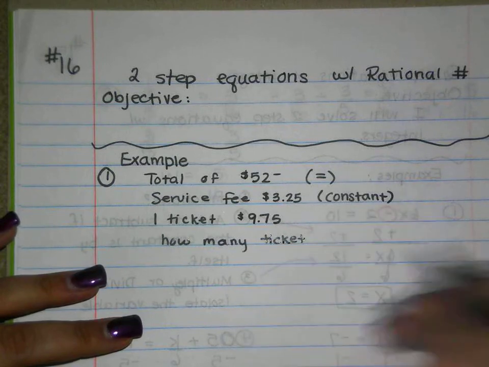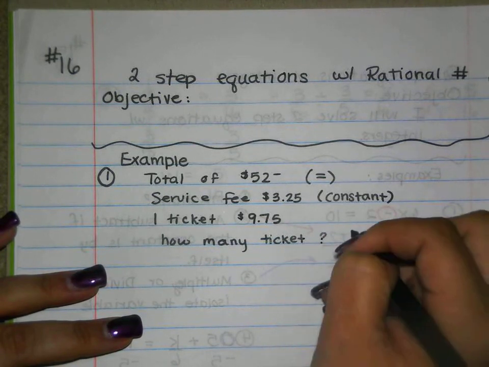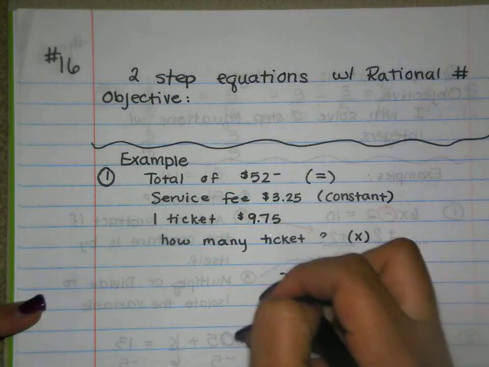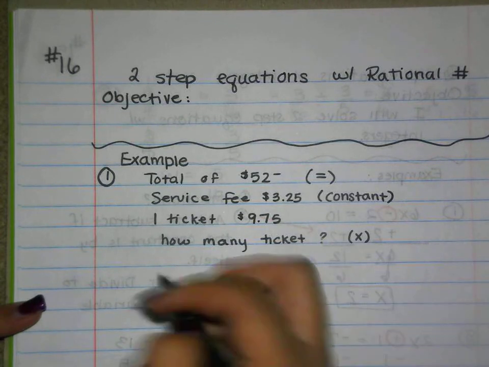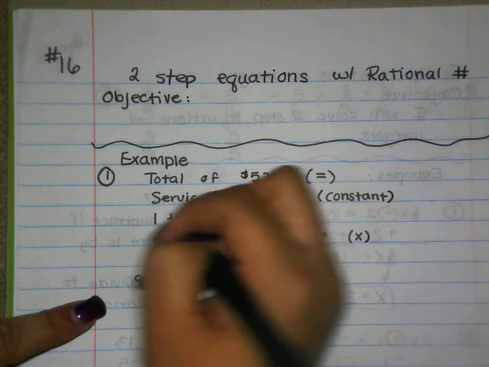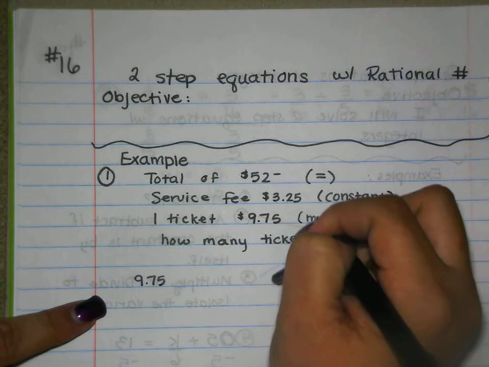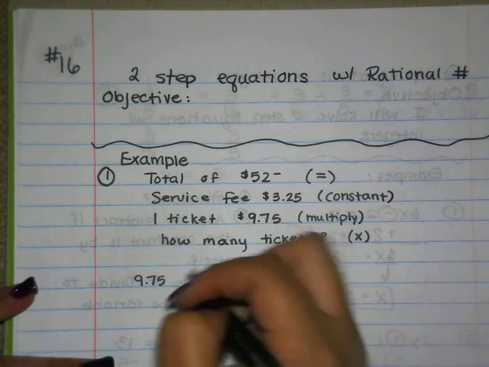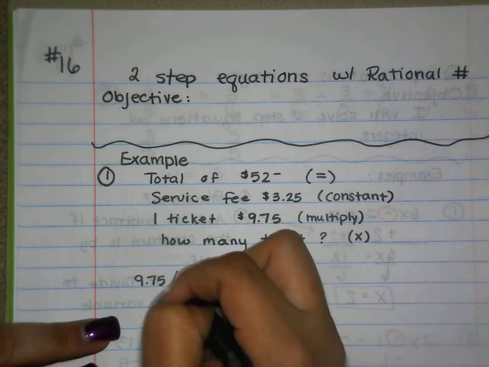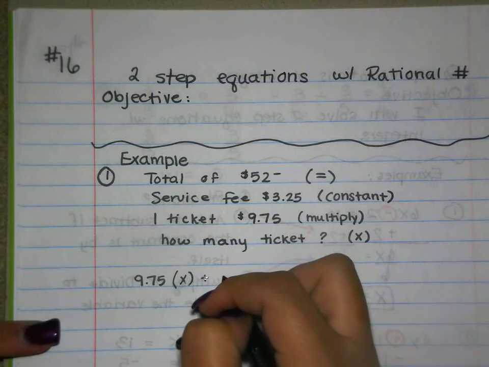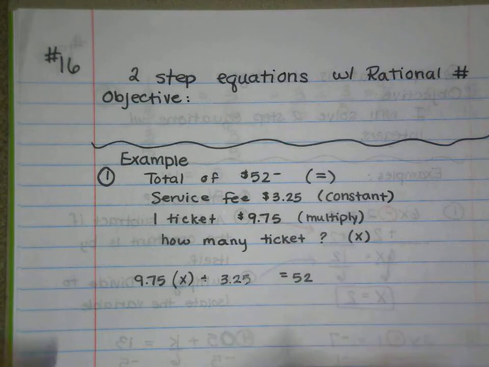Well, first of all, I know that we're going to use that as our variable, our x, right? Okay, so we know that our 52 is going to be on one side of the equal sign. Let's put it over here. And we know that we're going to have $9.75 per ticket. So that's going to tell us that we're going to multiply this. And we're going to multiply it by however many tickets we get, right? So if we did 10 tickets, it'd be like $97. So we need to know how many x tickets we purchased. And then we have to add the $3.25 service fee in order for us to be able to get how much the $52 would buy us.